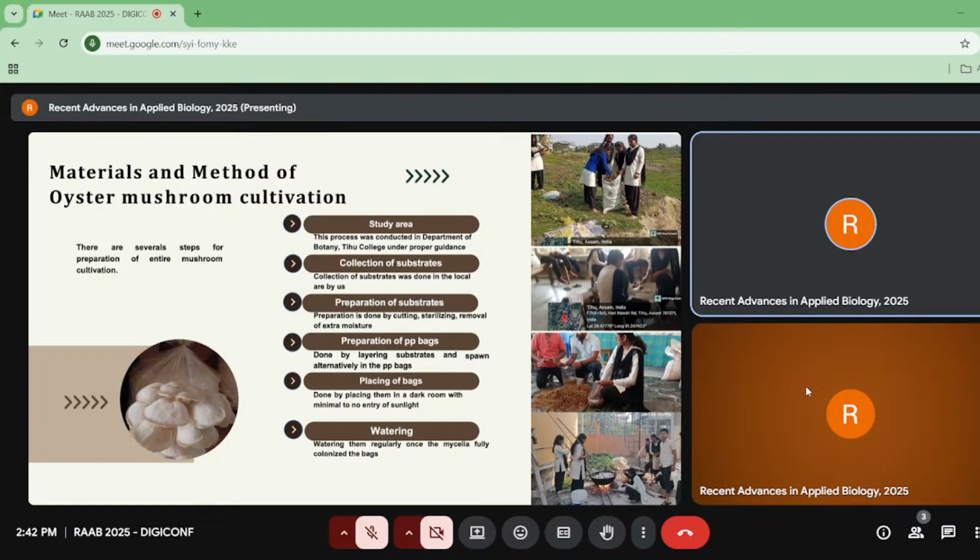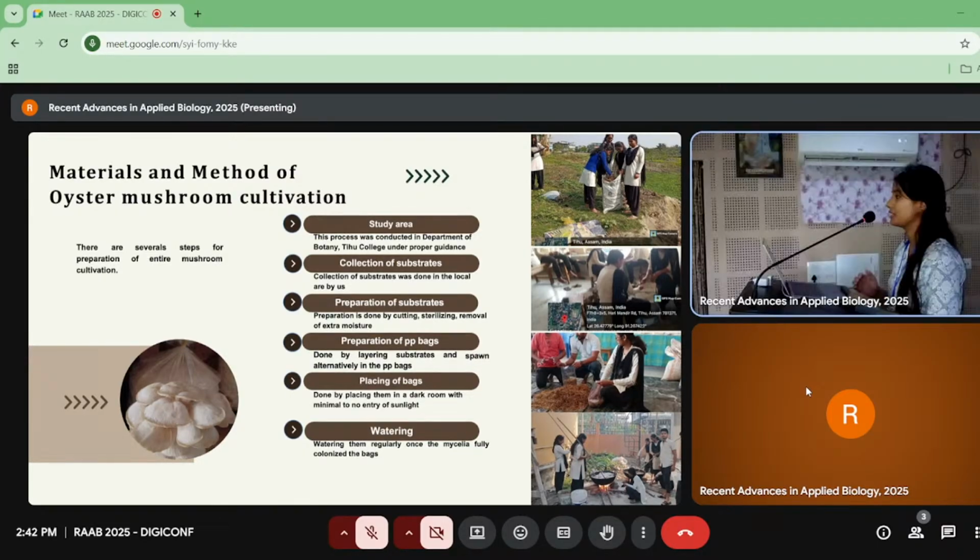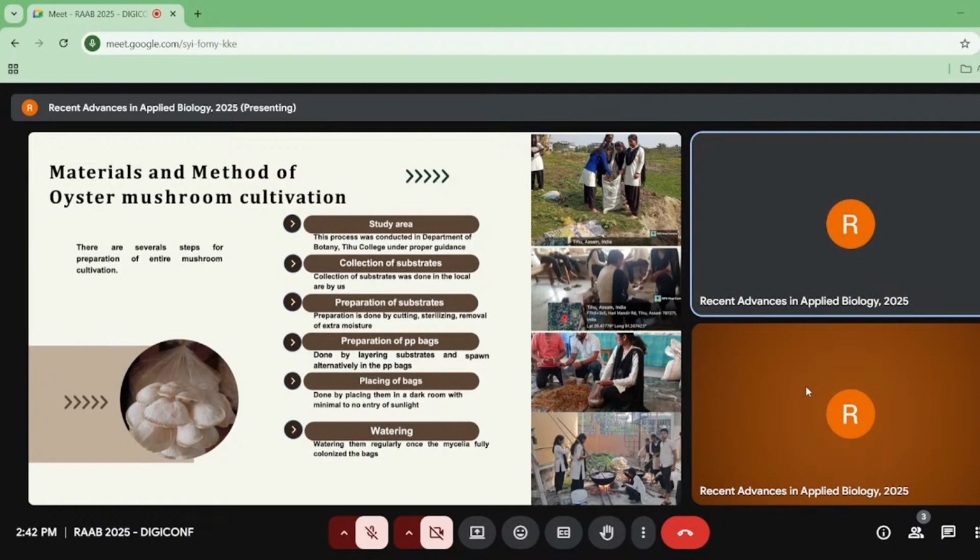The next process was preparation of PP bags. We made the PP bags in a cylindrical form so that mycelia can grow in all possible directions. And we layered it with the substrate and the sponge in an alternating manner with 3 to 4 layers. Then, coming to the placing of bags, we placed them in a room of our botany department where there is minimal to no sunlight, which is suitable for mushroom growth. And we waited for 3 to 4 days for the mycelia growth so that we could water it.